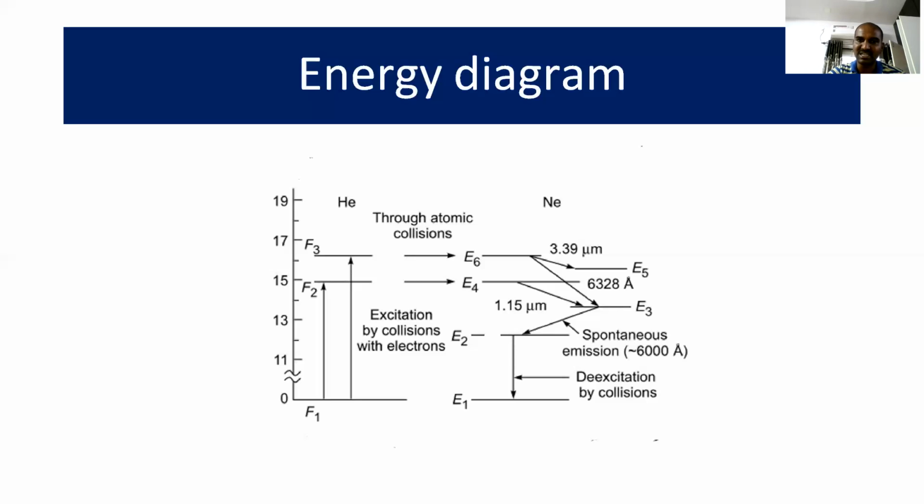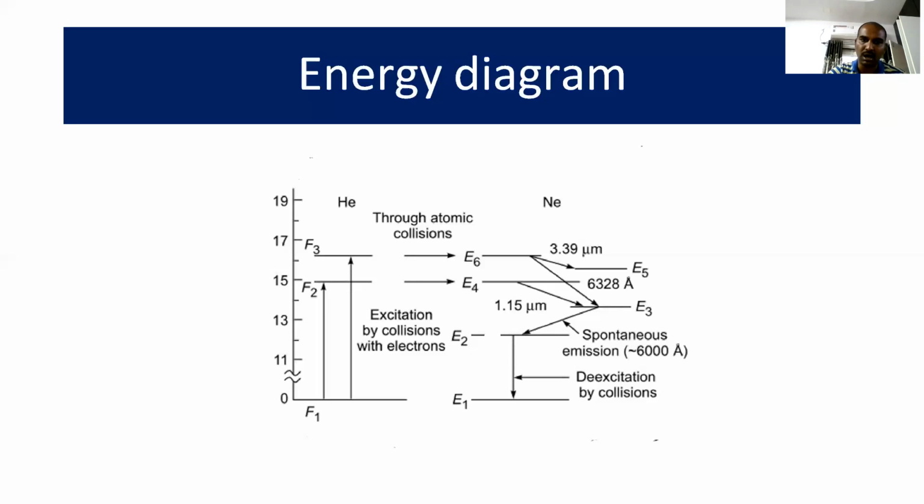And there is one more transition from E3 to E2, which produces a wavelength of 6000 angstrom units, but the transition takes place between the two metastable states. So that's why there is a spontaneous emission. As a result, spontaneous emission is not responsible for the production of laser, even though we have a wavelength of 6000 angstrom units in the visible range. Therefore, out of these four transitions, we will ignore three. The remaining transition is only one, that is E6 to E3, which is considered a stimulated emission, and the corresponding wavelength is 6328 angstrom units.